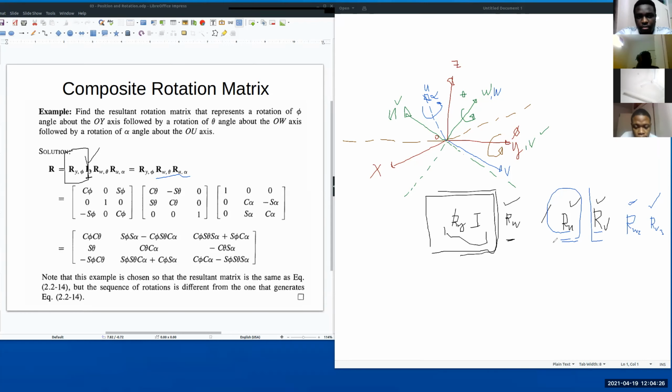Maybe the easier way to look at it is: where is the stationary frame and the moving frame? If you rotate with respect to the stationary frame, then you pre-multiply it. For example, maybe in this case let's just assign 3 reference frames. Maybe it will be clearer.